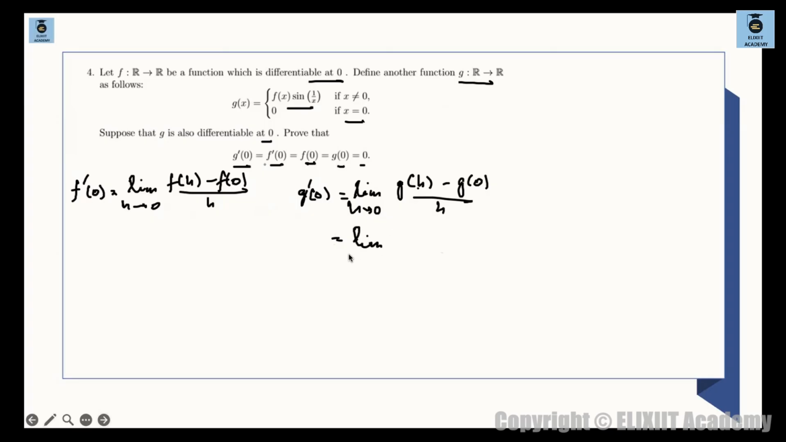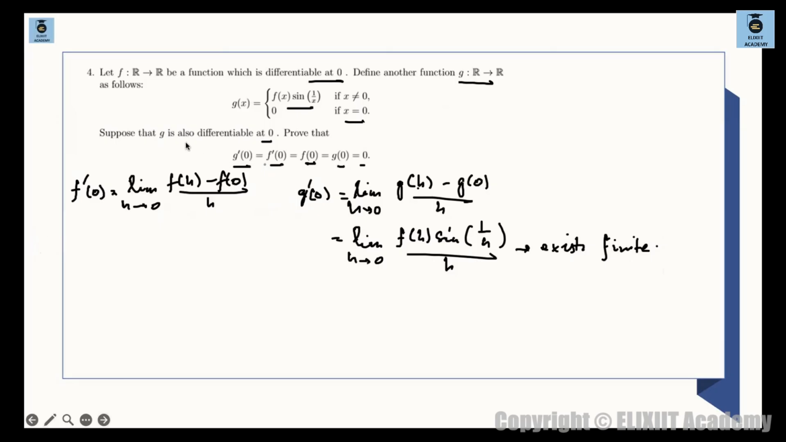g(h), so limit h tends to 0. g(h) will be what? f(h) into sine 1 upon h minus g(0). Now, g(0) is 0 only, which is divided by h. So this is what we are having, and this exists finitely. Why?